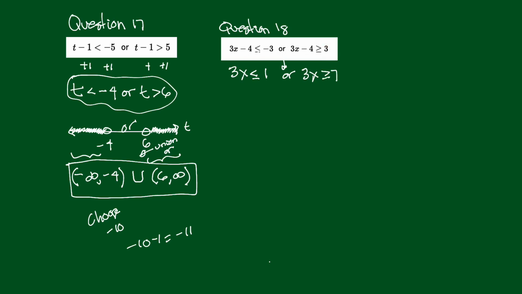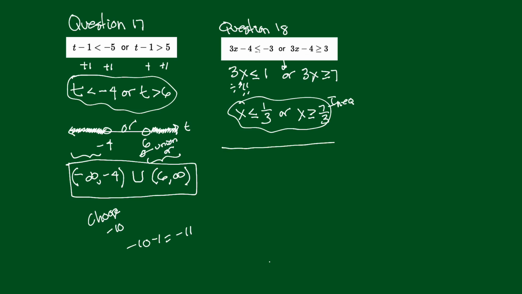Now, divide by 3. Alert, dividing an inequality, but by a positive number, so these inequality signs are not going to change direction. So I'm going to have this. x is less than or equal to, now 1 divided by 3 is 1/3, or divide by 3, x is greater than or equal to 7/3. Now, this is the inequality form, right?